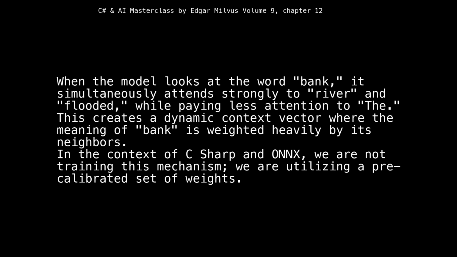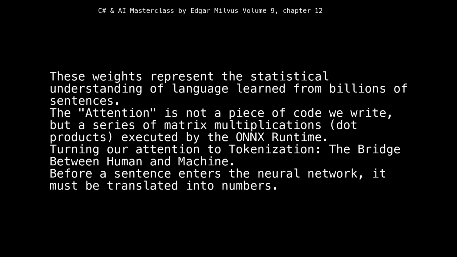In the context of C# and ONNX, we are not training this mechanism; we are utilizing a pre-calibrated set of weights. These weights represent the statistical understanding of language learned from billions of sentences. The attention is not a piece of code we write, but a series of matrix multiplications and dot products executed by the ONNX runtime. Turning our attention to tokenization, the bridge between human and machine.